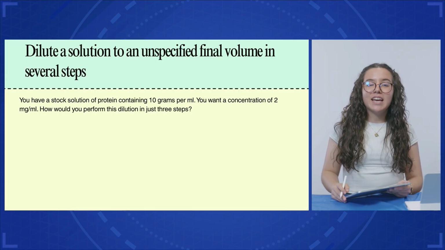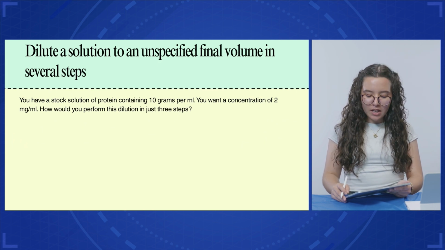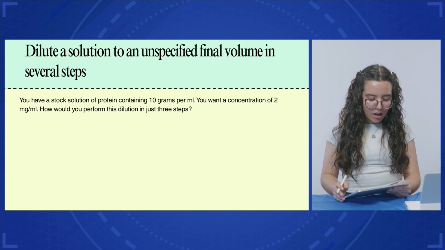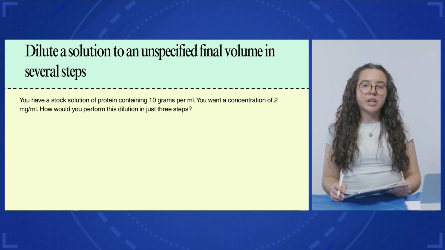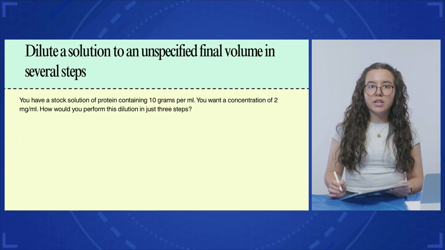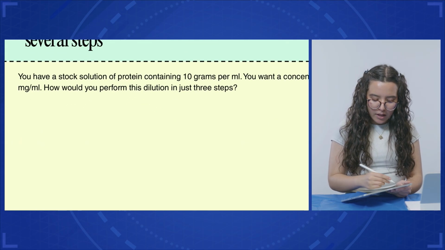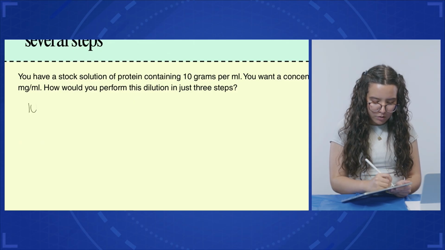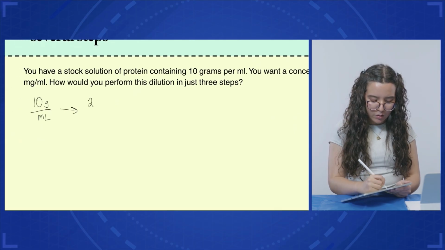Okay, so now I'll go ahead and show you guys how to dilute a solution to an unspecified final volume in several steps. In this example, it's letting us know you have a stock solution of protein containing 10 grams per milliliter. You want a concentration of 2 milligrams per milliliter. How would you perform this dilution in just 3 steps? Okay, first let's write down what we know. So here it's telling us we have a stock solution of 10 grams per milliliter, and we want to go ahead and turn that into 2 milligrams per milliliter.